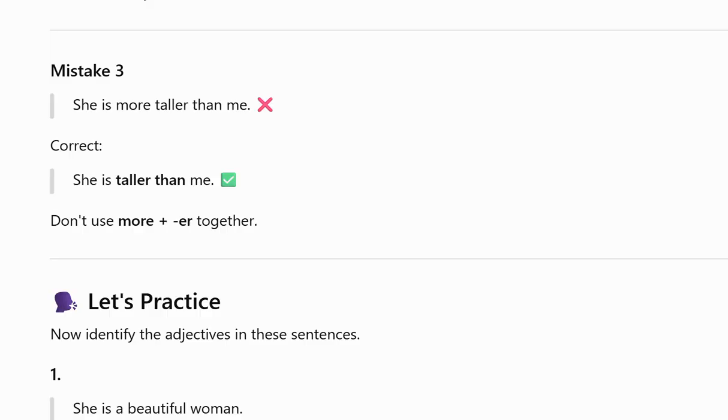Mistake number 3: She is more taller than me. That's incorrect. She is taller than me. Don't use more plus -er together.